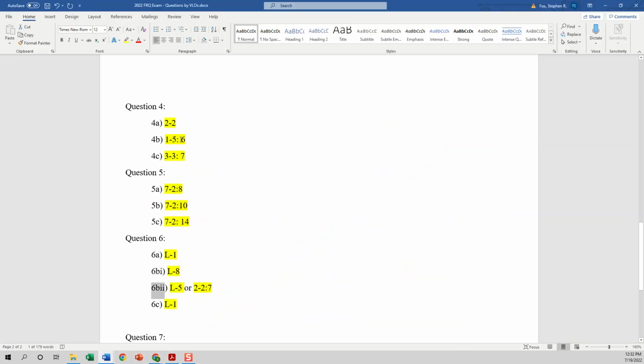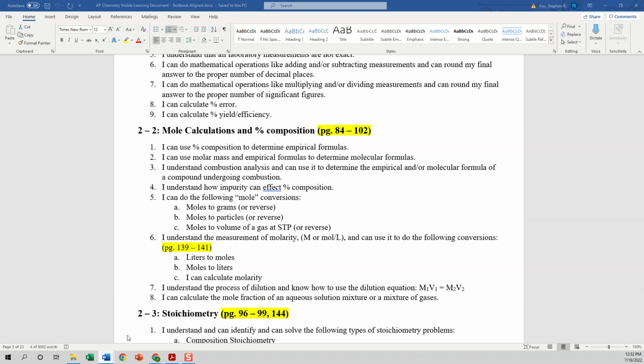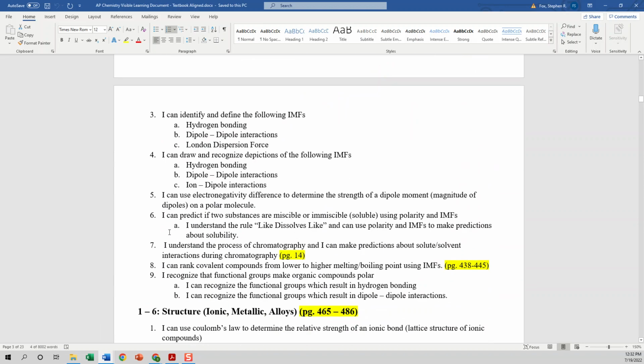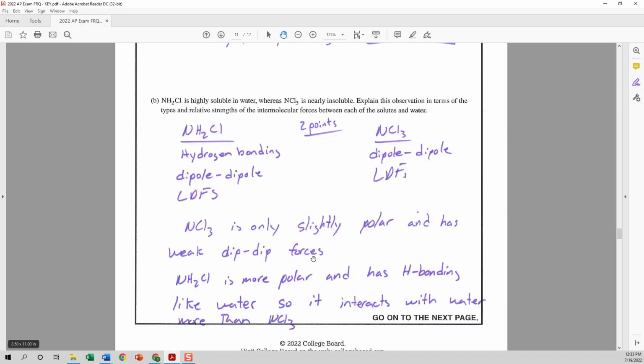All right, so this is 1-56. And so if we go to our visible learning document, 1-56. So again, I can predict if two substances are soluble using polarity of IMFs, and like dissolves like. All right, so the more alike intermolecular forces you have with water, the more water soluble you're going to be. All right. So what I probably should have done in my answer key here is have water listed as well.